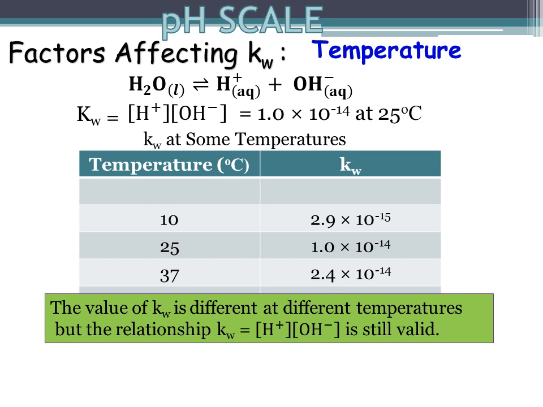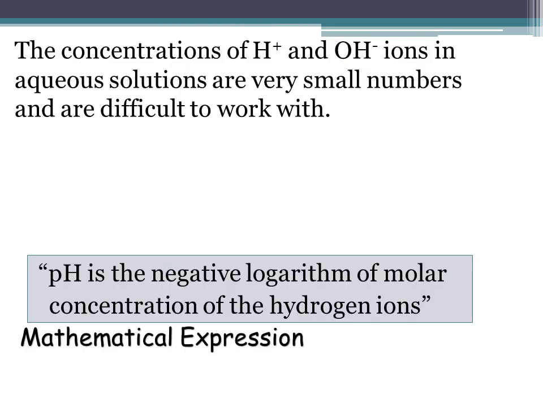Over here, this slide is basically representing that Kw is dependent on temperature at different degrees. For example, at 10 degrees, the value would be 2.9 into 10 raised to the minus 15. At 25, the most common room temperature, it is 1 into 10 raised to the power minus 14. And at 37, it is 2.4 into 10 raised to the power minus 14.